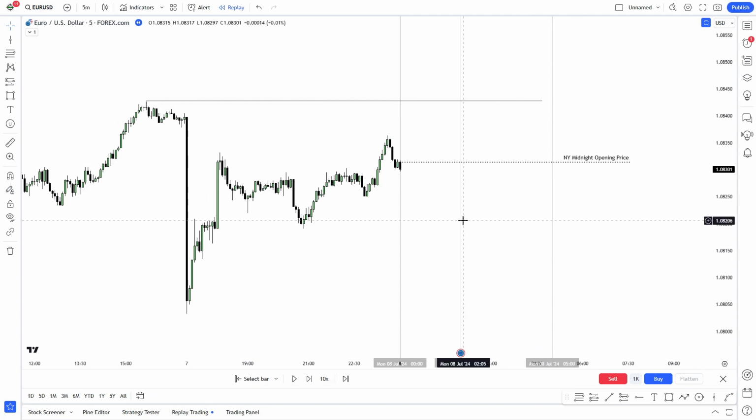And again, I've marked out our 2 a.m. to 5 a.m. Eastern Standard Time window for our London Killzone. So now let's play price out and wait to see if these confirmations occur.